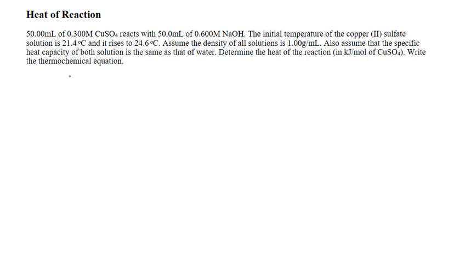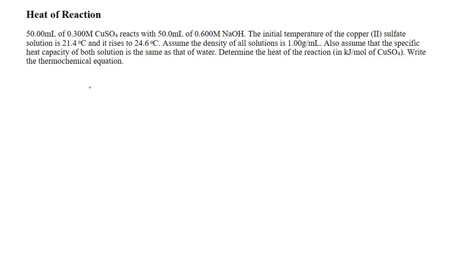In this video, we'll look at some examples of calorimetry problems. We'll look at two types. We'll look at heat of reaction, which is the delta H associated with the chemical reaction, and we'll look at heat of solution, which is the delta H associated with a dissolving process.